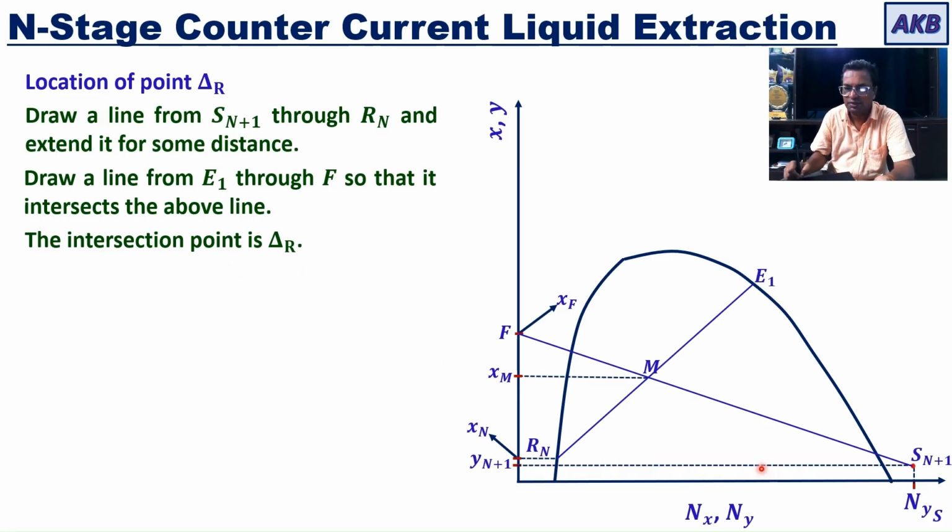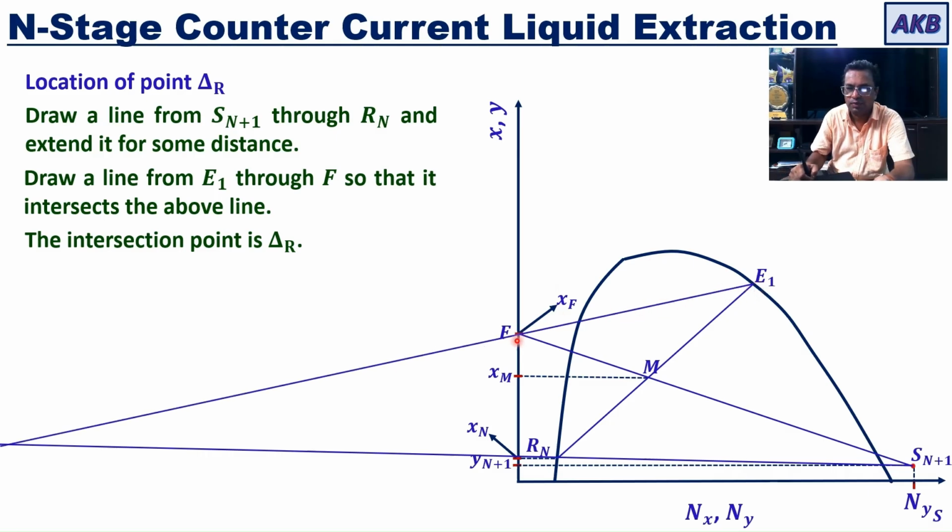So starting from Sn plus 1, I will draw a line that passes through Rn and extend it for some distance in this way. Then starting from point E1, I will draw a straight line, allow it to pass through F, and then extend it so that I get an intersection with the first line that was drawn. This intersection point is nothing but the point delta R, the reference point, which we were to locate. So in this way, you can locate point delta R.